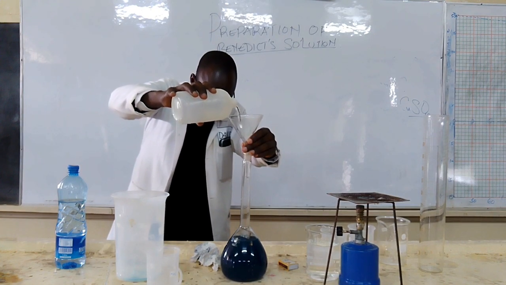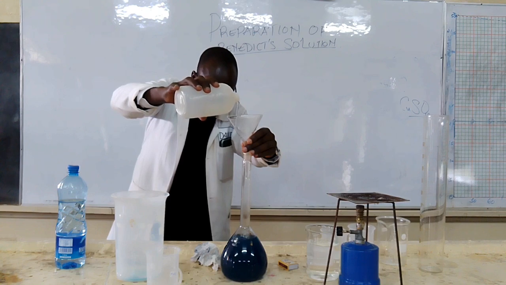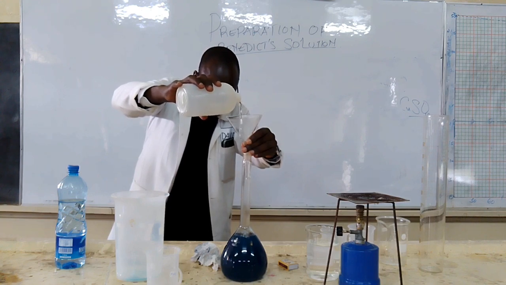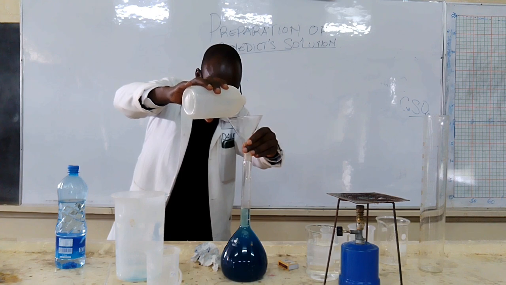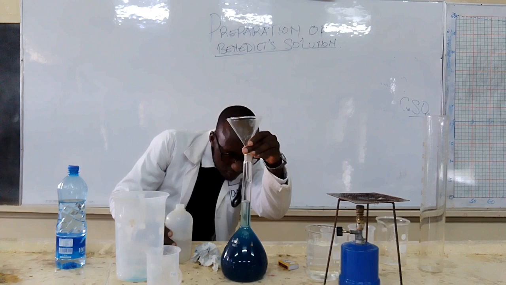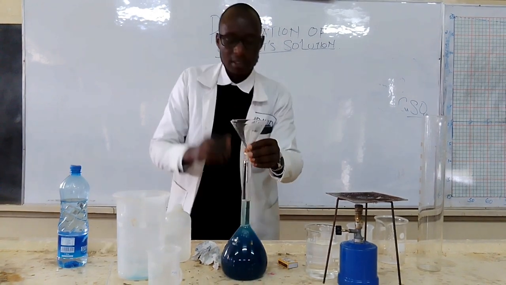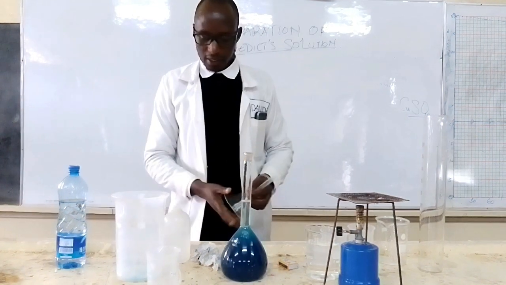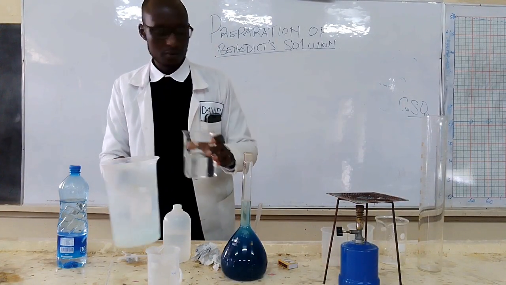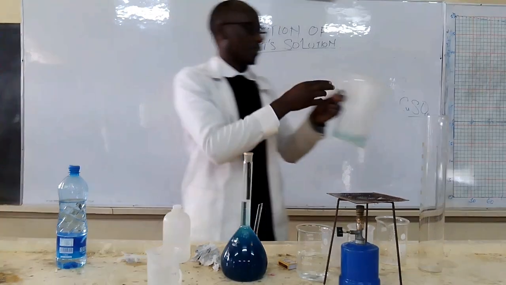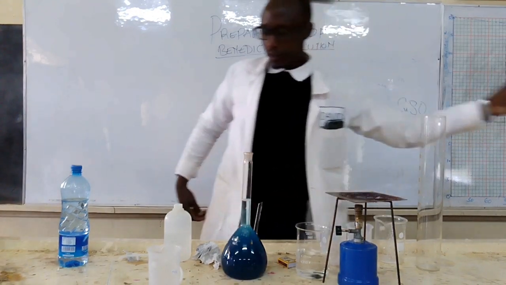So then top up to 1 liter of the same solution. So that is what we are doing now. We are topping up to 1 liter. So what will follow is actually to label our solution, and it is ready for use in the laboratory. So that is it. So this is 1 liter mark. So our Benedict's solution is now ready for use.